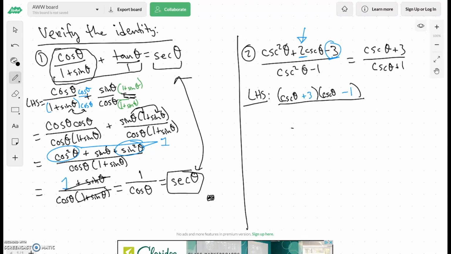And then the bottom portion is just going to be the difference of squares. So this is going to be cosecant theta minus 1, cosecant theta plus 1. And then you can see that the cosecant theta minus 1s are just going to cancel each other out. And what I'm left with is just cosecant theta plus 3 divided by cosecant theta plus 1. And that is exactly what we had over there.